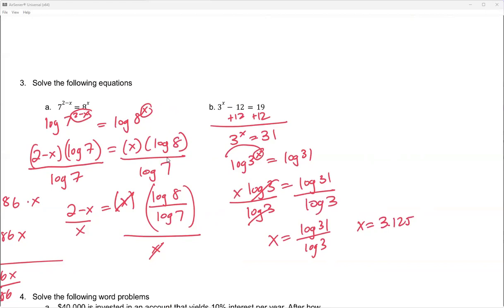Cool. We get to flow this? Everybody good? Everybody feel good about this?